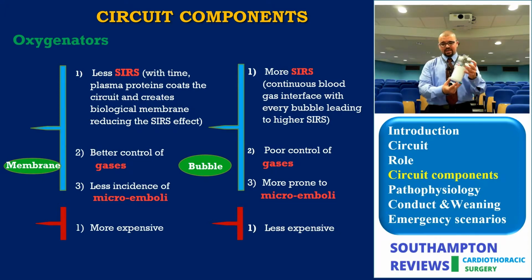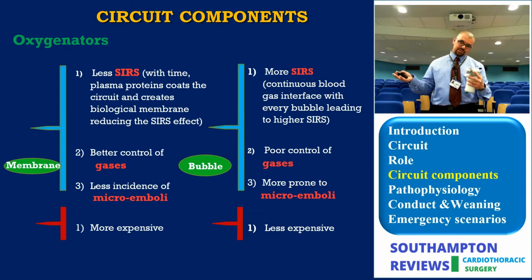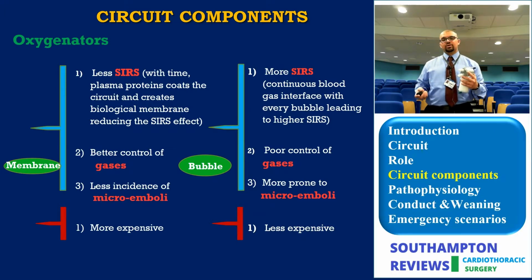Also, as you can see, it is fitted with multiple ports, and the effects and gas control in this membrane oxygenator are much easier, whereas in the bubble oxygenator era, changes take time before they show themselves. Also, there is less incidence of microemboli with the membrane oxygenator. The bubble oxygenator has a higher incidence of microemboli. The only drawback of the membrane oxygenator is that it is more expensive.